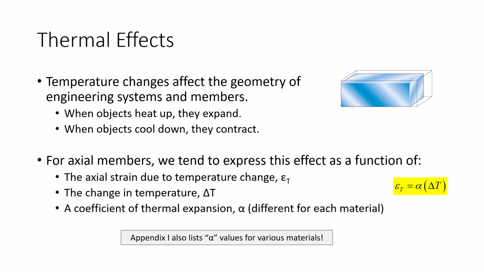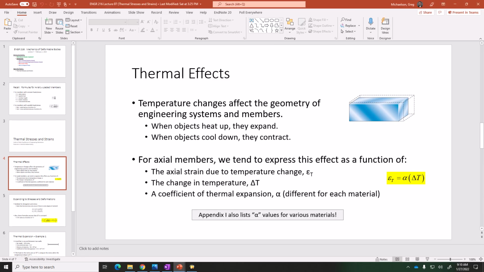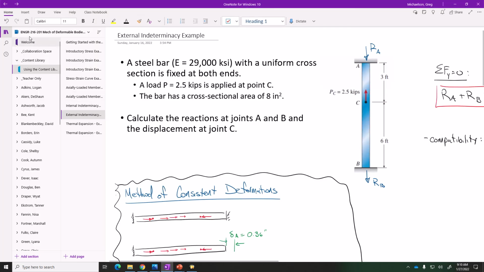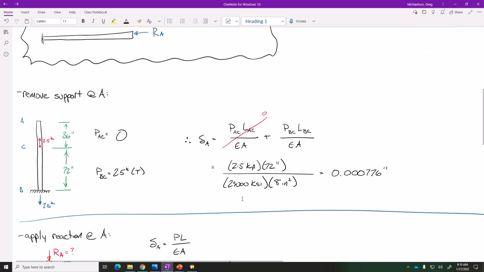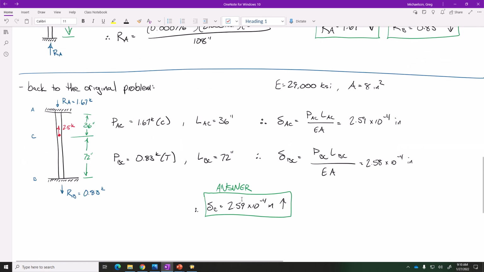Can we go back? Can you pull up the example that we just did again? The example we just did, yes. Hold on. Where am I going? Go down just a little bit. A little bit more, right there.